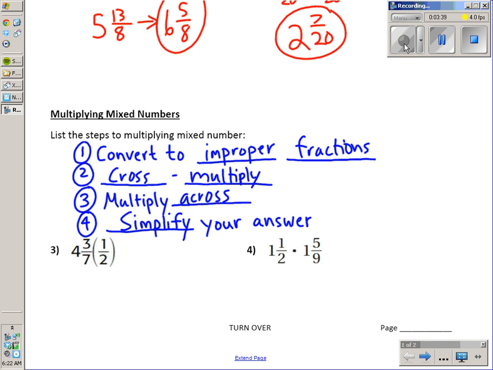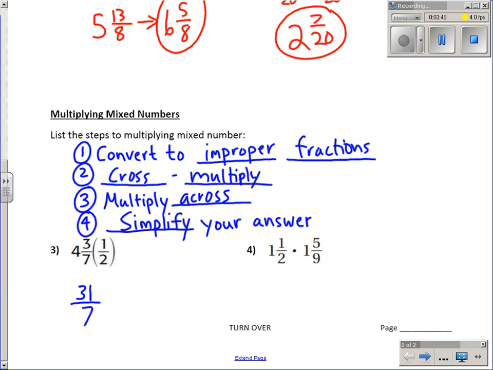So in our first practice problem, that 4 and 3/7 mixed number we want to convert to an improper fraction. 4 times 7 is 28, plus the 3 is 31. That goes over the 7, and we're multiplying that by a half. Next step would be to cross multiply, which we cannot do. So we just multiply across and we get 31/14, but we cannot leave that. We have to simplify. So 14 goes into 31 twice, and we get a remainder of 3. Goes over the 14. So our final answer, 2 3/14.